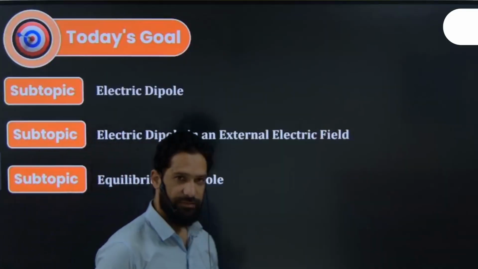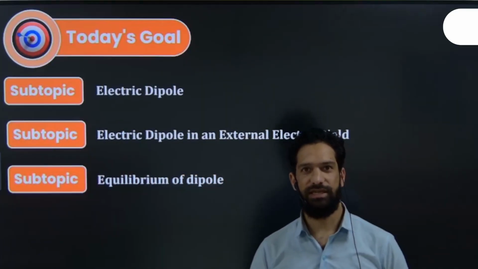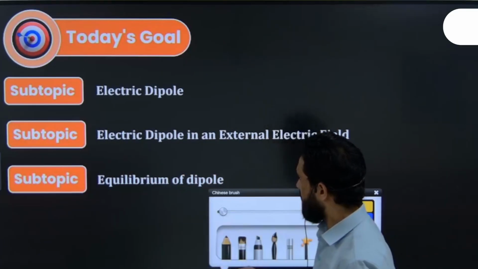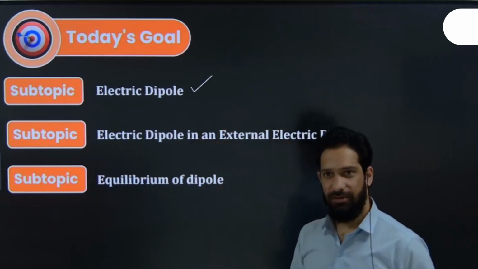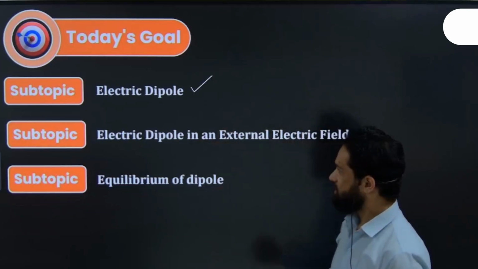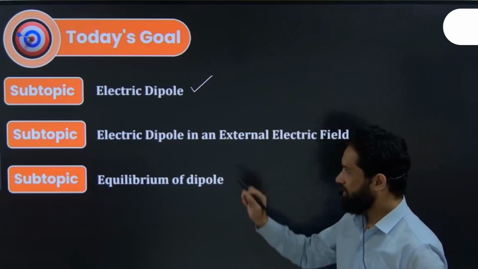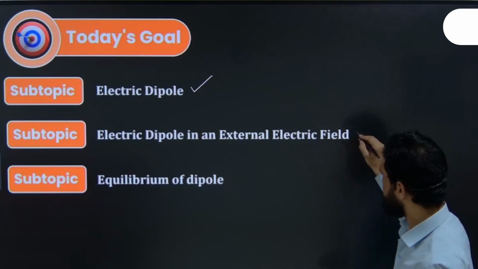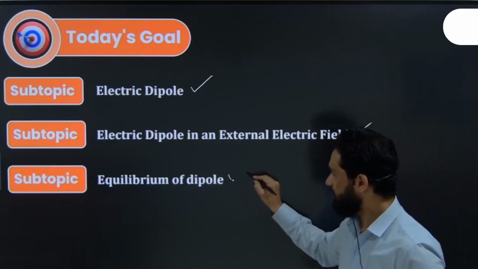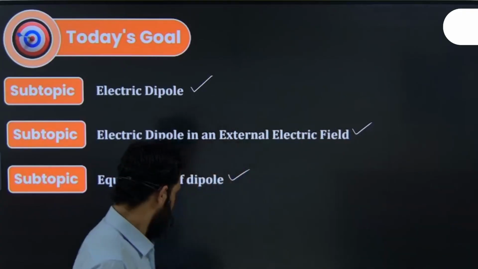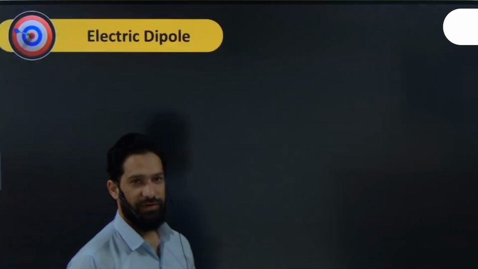In today's lecture, we'll discuss certain things about a dipole: what is an electric dipole, what is the electric field due to a dipole, what happens when the same dipole is kept in an external field, and about the equilibrium of a dipole. Okay, so let's dive into the topic of electric dipole.